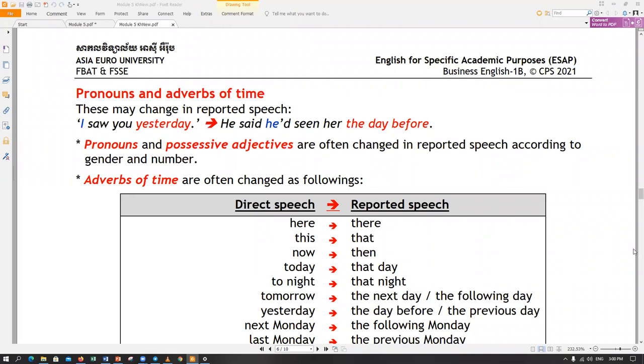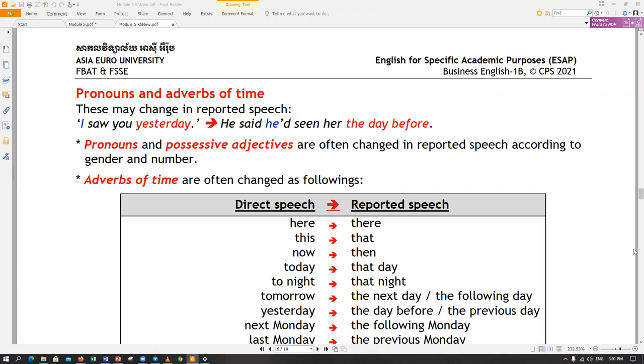Okay. One more point you need to learn. Everyone, like I said a moment ago, we need to learn and remember pronouns and adverbs of time. These may change in reported speech.